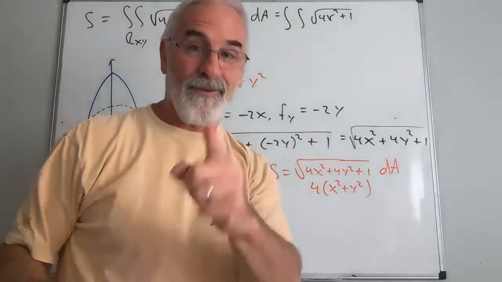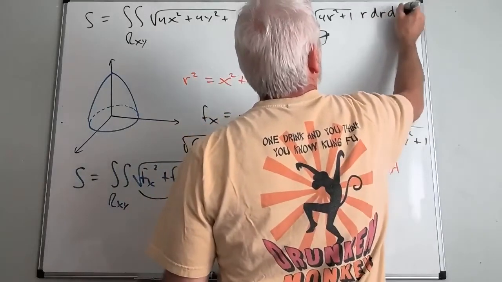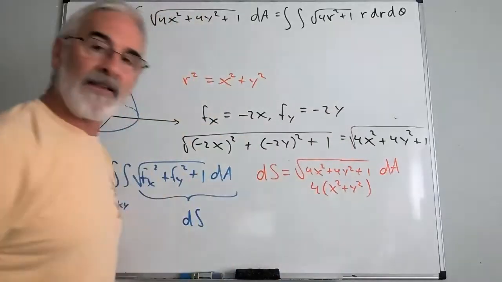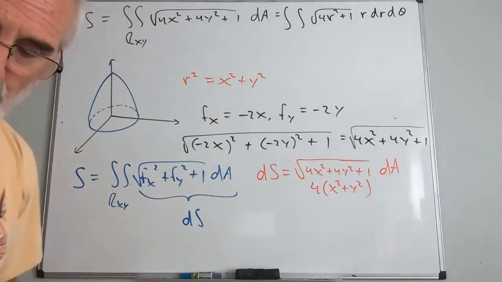r dr d theta. And I am very happy with that because if that's my u, there's my du sitting right there. So this is going to actually be a simple u sub. Now, what about my limits of integration?